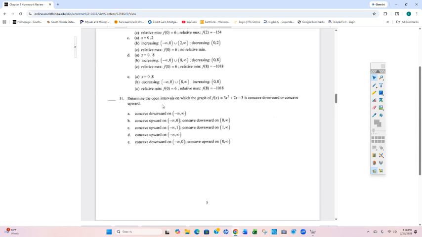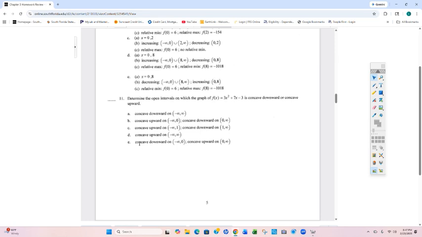Number 11, determine the open intervals on which the graph of f of x equals 3x squared plus 7x minus 3 is concave downward or concave upward. Answer A, concave downward on the interval negative infinity to positive infinity. Answer B, concave upward on the interval negative infinity to 0, concave downward on the interval 0 to infinity. Answer C, concave upward on the interval negative infinity to 1, concave downward on the interval 1 to infinity.